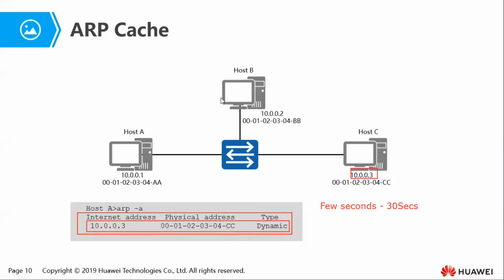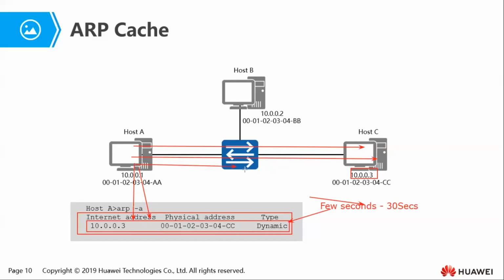So if this time host A wants to send a packet to host C, it's going to check its ARP cache table, see that, hey, if you want to reach this guy, this is his physical address, it creates that frame and sends it directly, so it doesn't do anything else. But after 30 seconds, if this entry is deleted, it checks, finds nothing, then it has to make a request again.